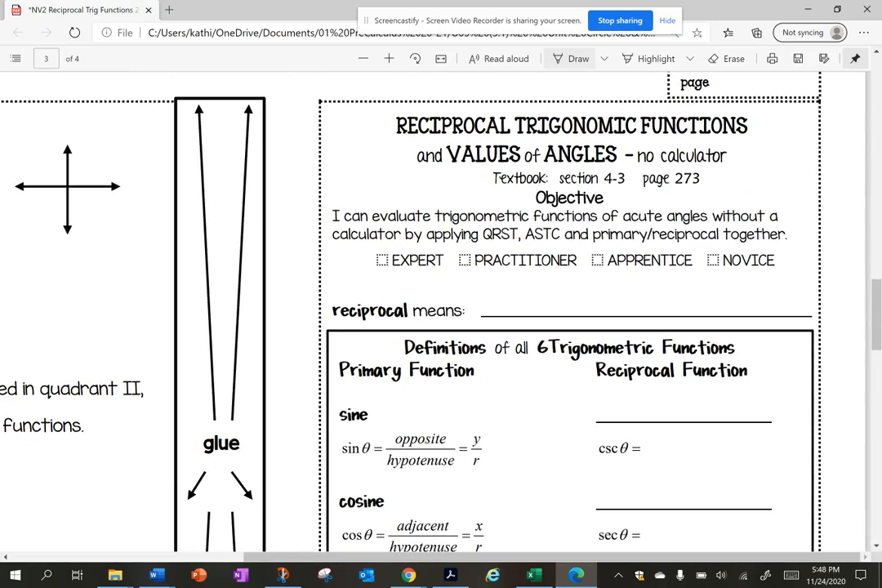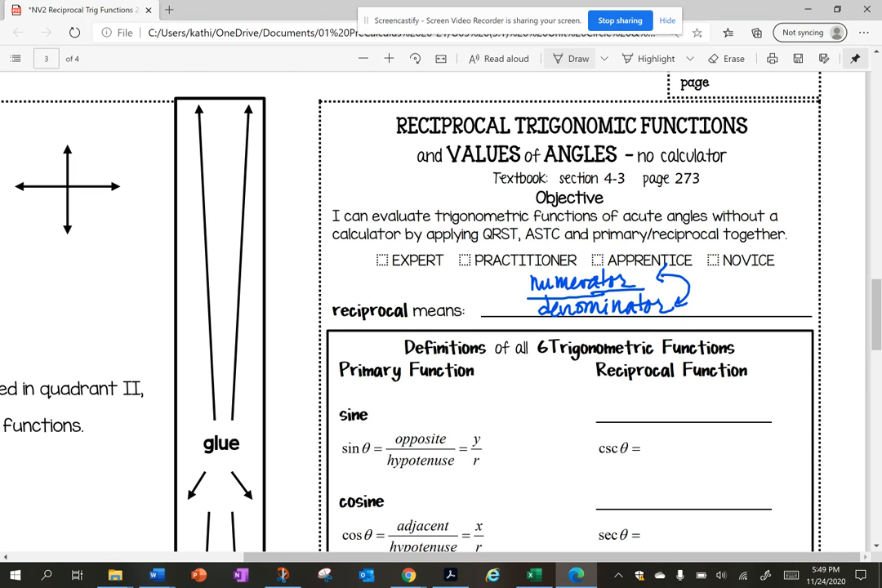So my learning objective for today is I can evaluate trigonometric functions of acute angles without a calculator by applying QRST, ASTC, and primary and reciprocal together. Okay, so reciprocal means I am going to switch my numerator and my denominator. So in the past, we've done just numbers, but now we're doing this with trig.